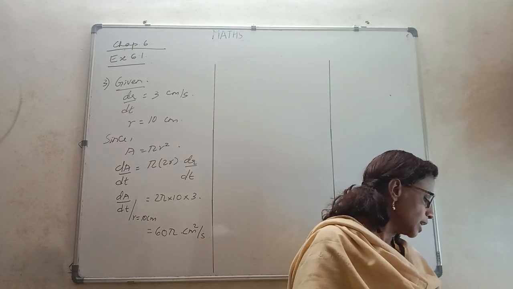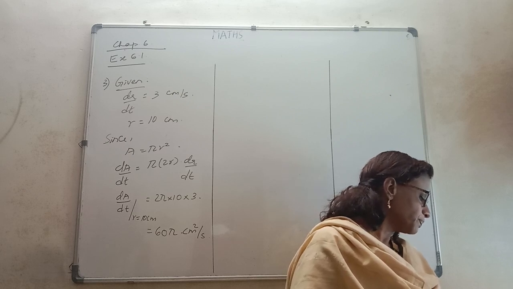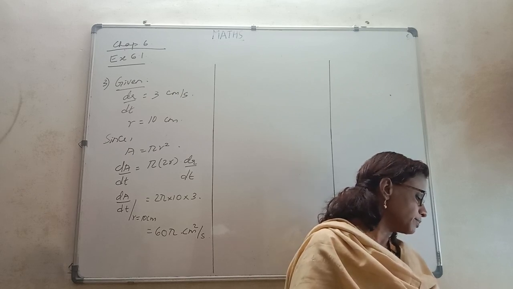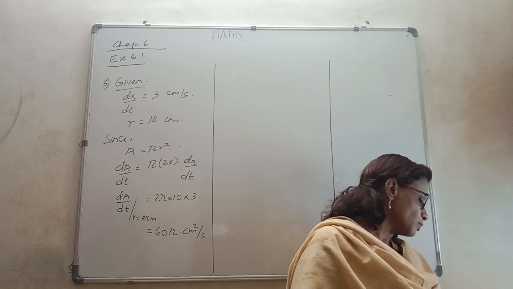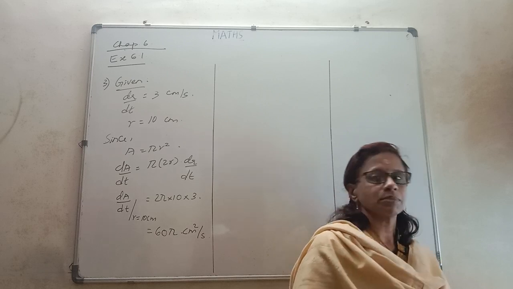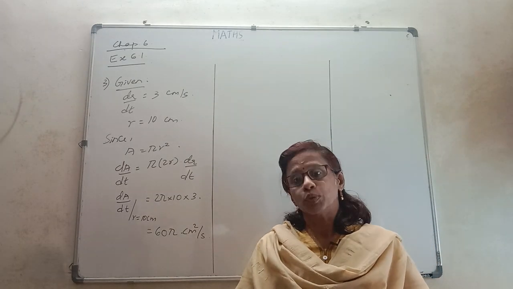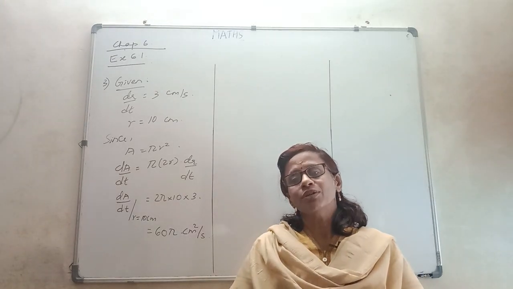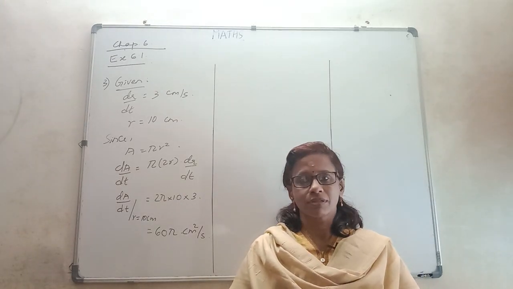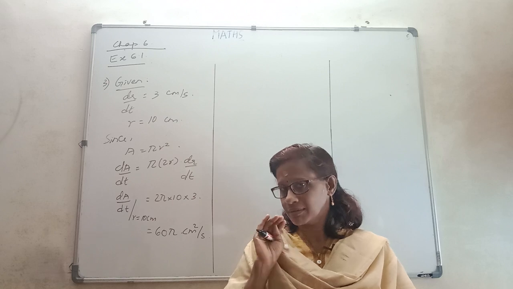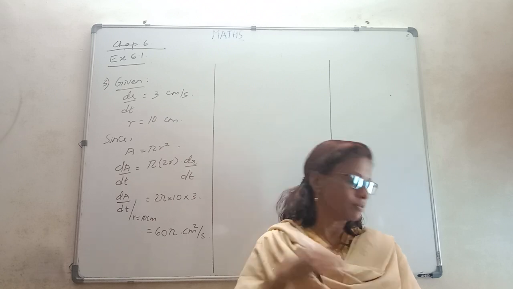Problem number 4 says that the edge of a variable cube is increasing at the rate of 3 centimeter per second. How fast is the volume increasing when the edge is 10 centimeters long? So let us have a cube whose side is x. Then we know that its volume is x cube. This is like the background. Now we work with it.